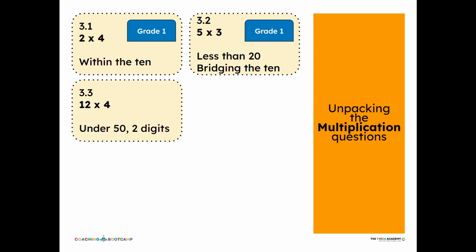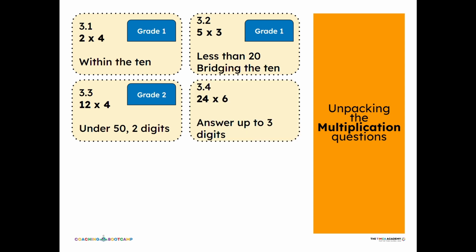Question 3, 12 times 4. We are working now beyond the 20, beyond the 10, possibly still under 50, and we're now introducing 2-digit multiplication. Grade 2 level. 24 times 6. The answer may come up into 3 digits, but again we're working with a 2-digit number multiplied by a single digit. This spreads over into grade 3 and grade 4.